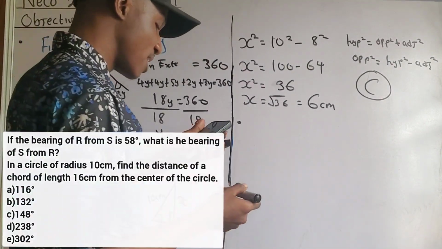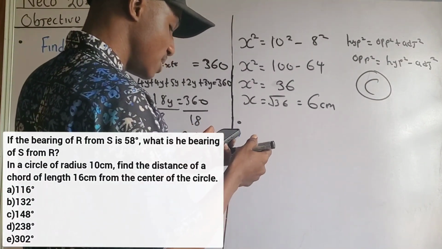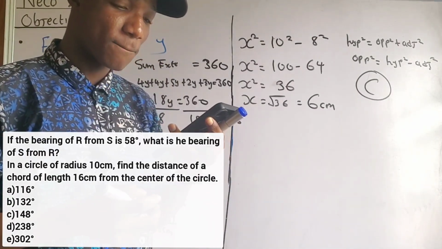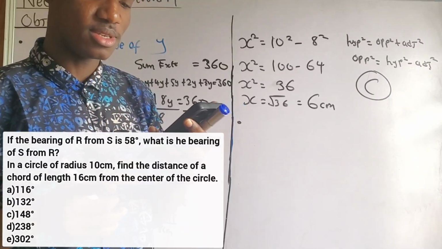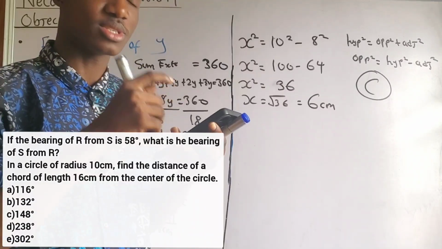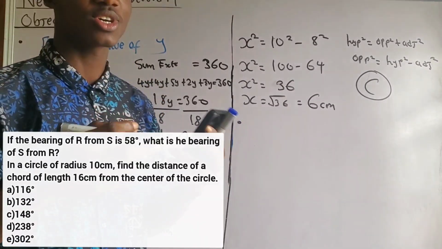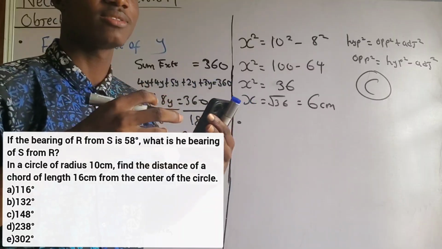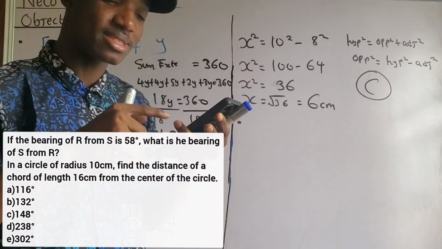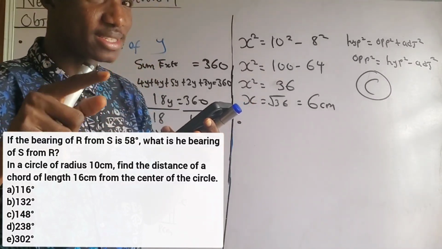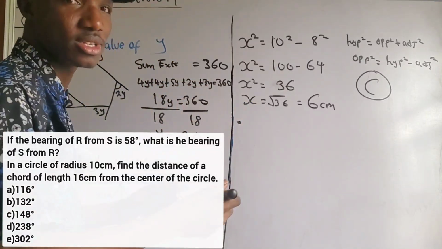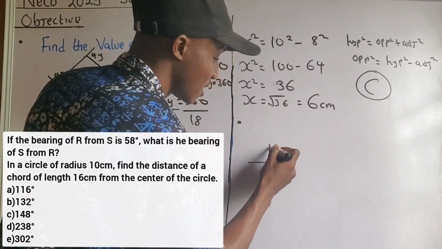Now, we are given that the bearing of R from S is 58 degrees. Do you know the meaning of that statement? That means the direction of R with respect to S is 58 degrees. In bearing, you're trying to measure the direction between two points, and this direction is measured in degrees. So in the question, you are given that the bearing of R from S, that is the direction of R from S, is 58 degrees. If I want to draw the diagram, I'm going to have something like this. Let's draw the cardinal points first.